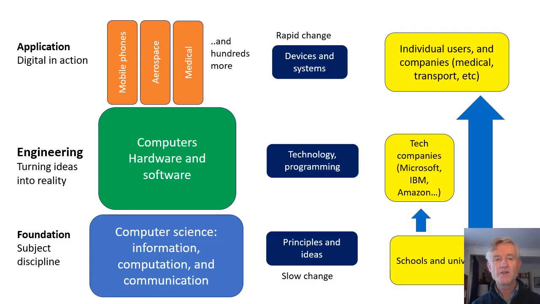But underneath the surface, there are at least two more layers. The bottom layer is a foundational layer of the subject discipline itself. Here, the subject discipline is called computer science. It's the study of information, computation, and communication. Note, not data, algorithms, and networks. Right? So it's the domain of principles and ideas, and they don't change very quickly, actually. It's the proper bailiwick of schools and universities, of our education system generally, to give all children a foundational understanding of the natural world and the digital world that surrounds them. You could draw exactly the same picture here for natural science or for mathematics.